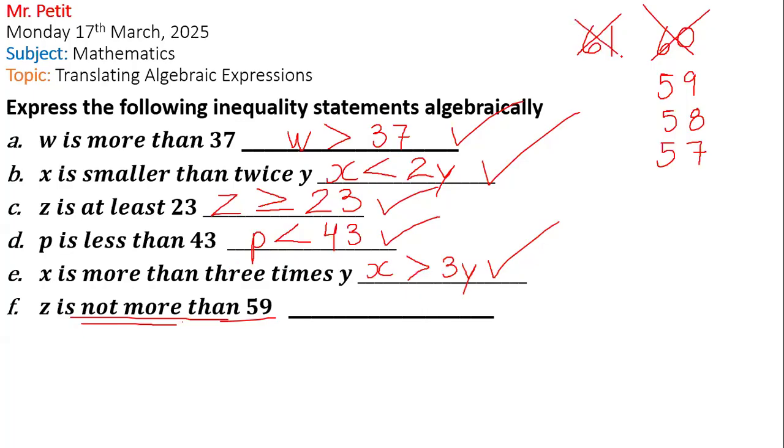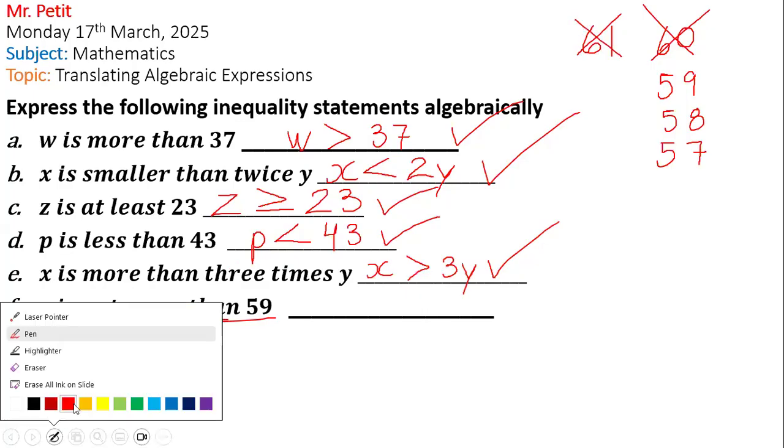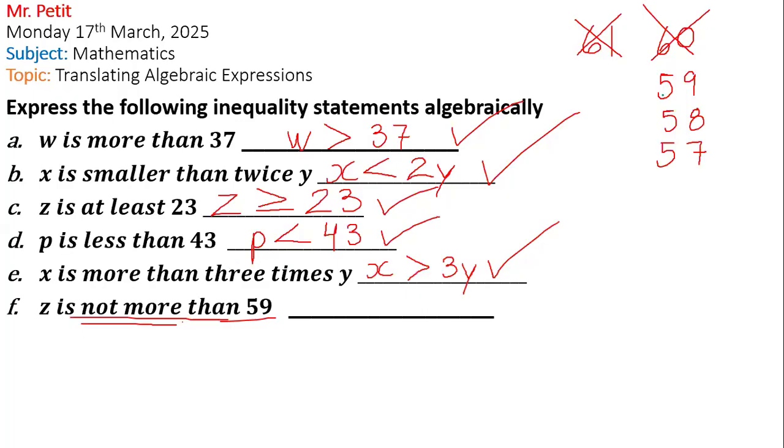So my question remains, can Z be 59? Yes, sir. Can Z be 59? All right, all right. It could be 59, but it cannot go over. Can Z be 63? No, sir. No, that's too much, right? But can Z be 59? Yes, it can. Because it says it's not more than 59. It could be 59.